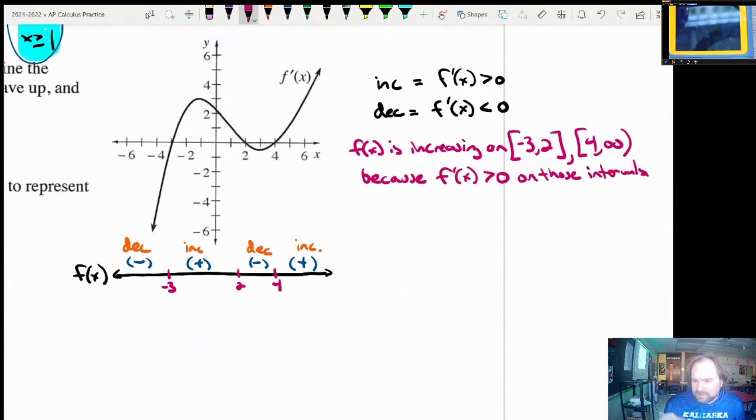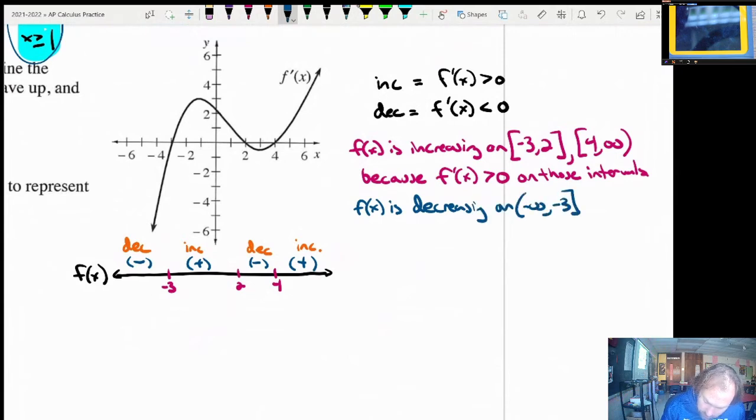And then we're going to write the same kind of sentence. I'll switch colors. F of x is decreasing on -infinity to -3, and then again from 2 to 4, again because f prime of x is less than 0 on those intervals.